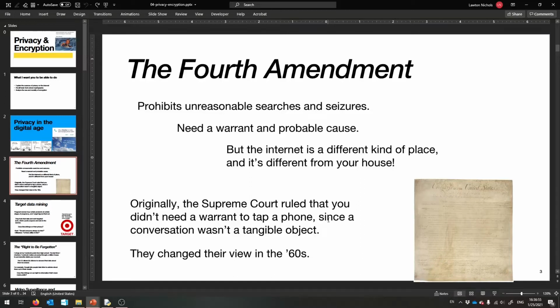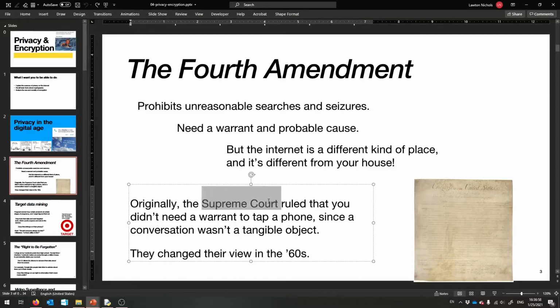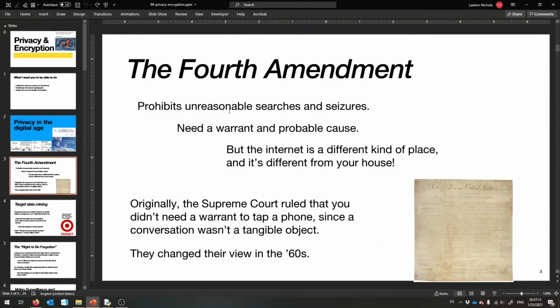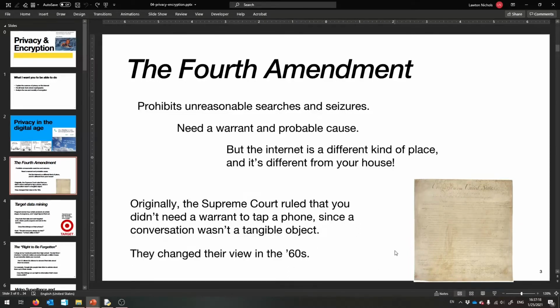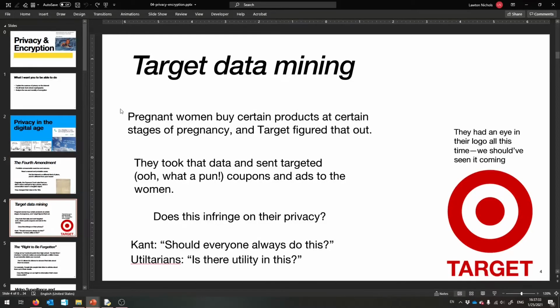Let's talk about phones. So back in the day, the Supreme Court ruled that you didn't need a warrant to tap a phone because these wires are going out of your house, right? And you cannot touch a conversation. It's not tangible, then it's not covered under the Fourth Amendment, they thought. And they changed their mind in the 60s. Now you do need a warrant to tap a phone. Okay, so that's the idea. The Fourth Amendment has been trying to protect you. All right? But are you protected is the real question. Okay, so you might read about this in the book if you bought it. It's a very fun little idea.